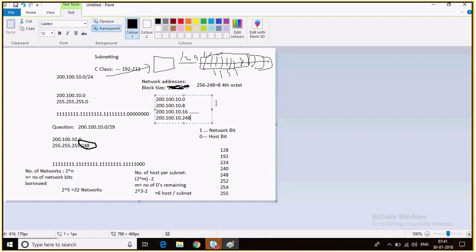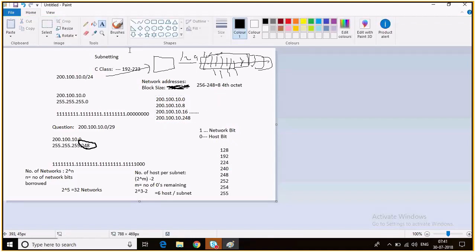So I'll have a total of 32 network addresses if I draw it here. If I count over here, this total comes out to be 32 network addresses. So it will be 200.100.10.0, 10.8, 10.16, 24, 32, likewise until 248. I'll not be able to write beyond 248 because when I add 8 to this, I'll get 256, which is not a valid value, right?